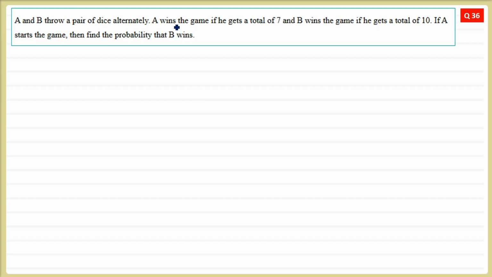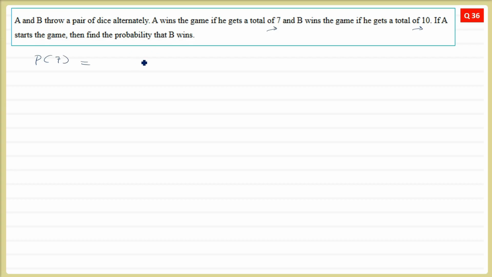So A and B throw a pair of dice alternately. A wins the game if he gets a total of 7, and B wins the game if he gets a total of 10. So the complication level is higher here. They both are not going to get 7. One, if he gets 7, then he wins. The other, if he gets 10, then he wins. And please mind it, they have already given that A starts the game, and the probability of B winning has to be computed. So the probability of A getting the 7 is the starting point.